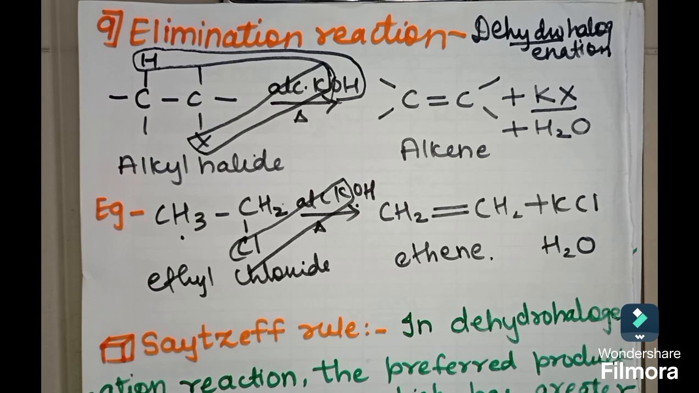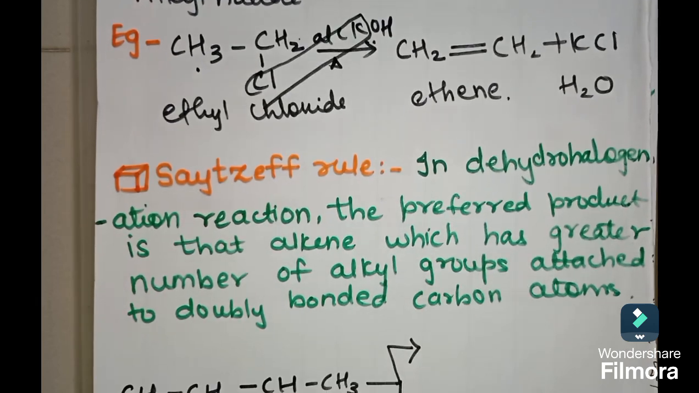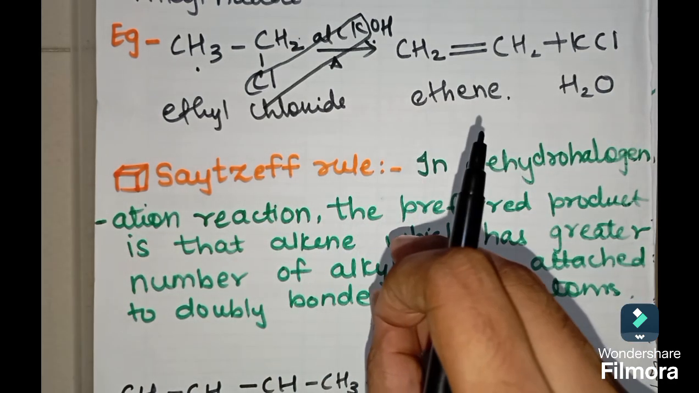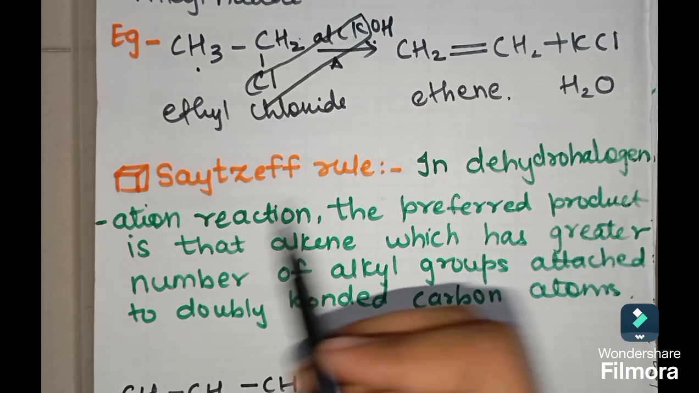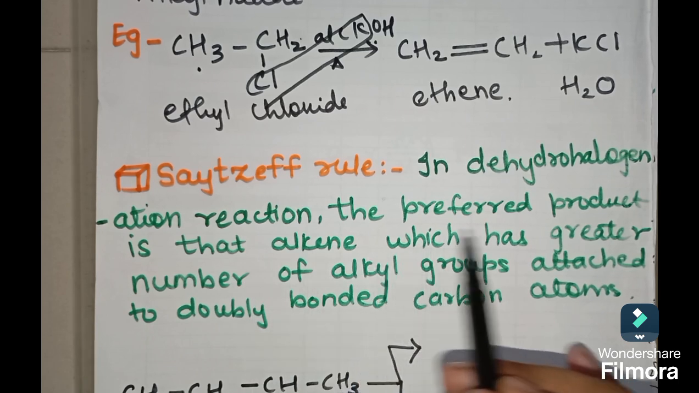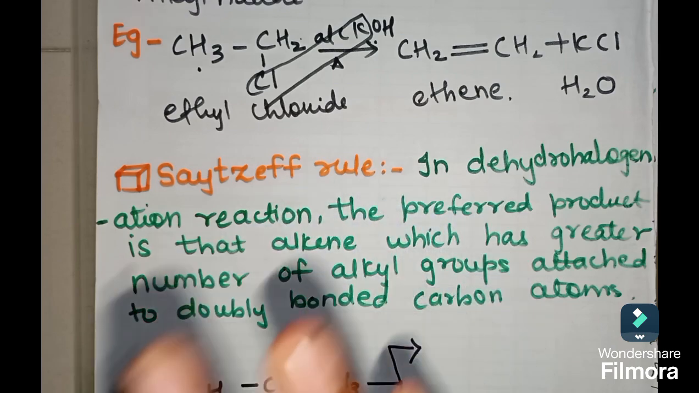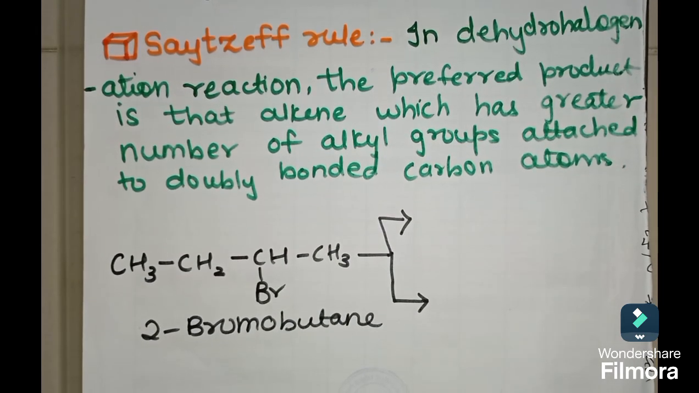Now by this reaction, students, we are going to understand one of the important rules, that is Saytzeff rule. You have studied about Markovnikov rule earlier. So Saytzeff rule is something like that only. First we'll read this statement, and then we will understand it with an example. In dehydrohalogenation, the reaction that we did earlier, the preferred product is that alkene which has a greater number of alkyl groups attached to doubly bonded carbon atoms. I know you guys did not understand it now, so we'll take one example so you can understand it better.